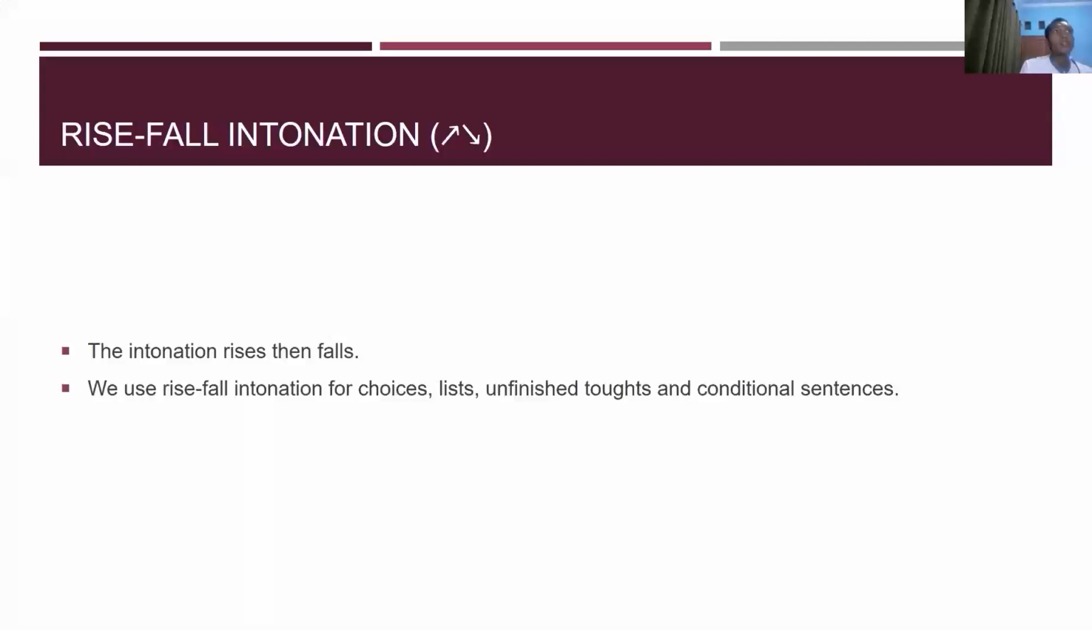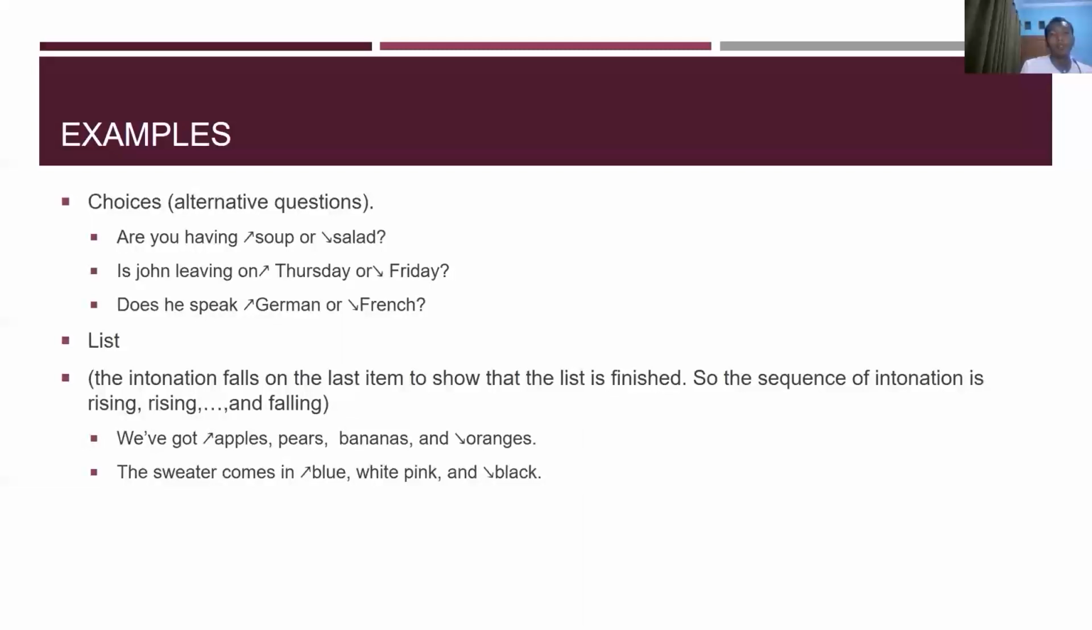And then there is rise-fall intonation. Rise-fall intonation is when the intonation rises, then falls. We use rise-fall intonation for choices, lists, unfinished thoughts, and conditional sentences. Examples for choices, or also called alternative questions. Are you having soup or salad? Is John leaving on Thursday or Friday? Does he speak German or French?